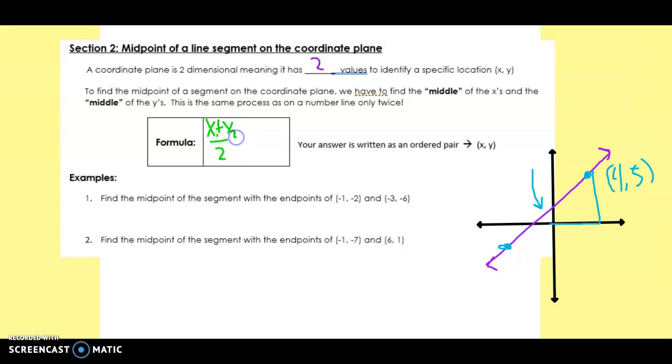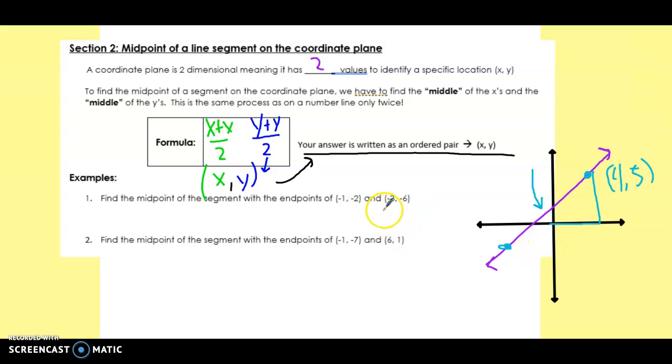Sometimes you see these little subscripts. No big deal. All it's saying is, add the first X value and the second X value together. So we can just write, add X's together, X plus X, and divide by 2. My answer is going to be the middle of my X's. For your Y's, you're going to do the exact same thing. We're going to add the 2 Y values together and divide by 2. That is going to give me the location of my Y value. Your answer, which I wrote down below and also over here to reiterate, needs to be written as an ordered pair, X, comma, Y.